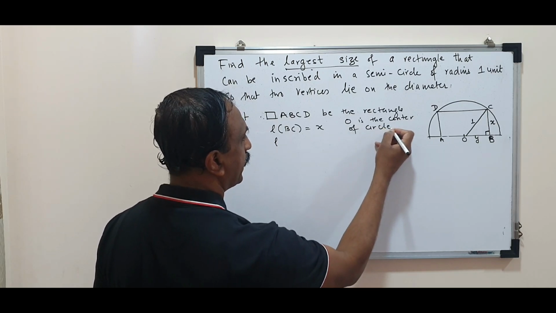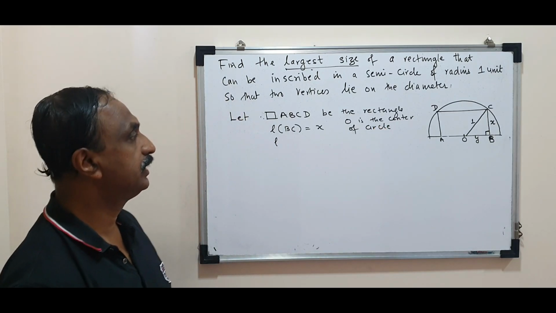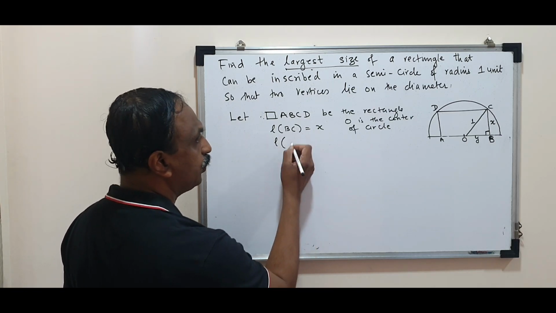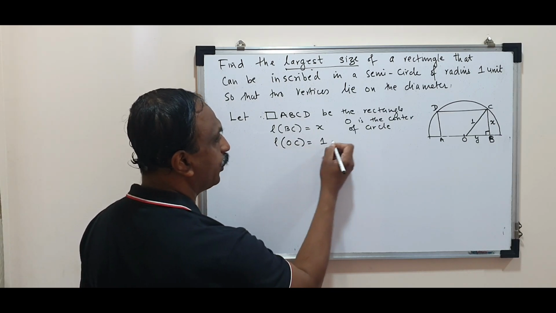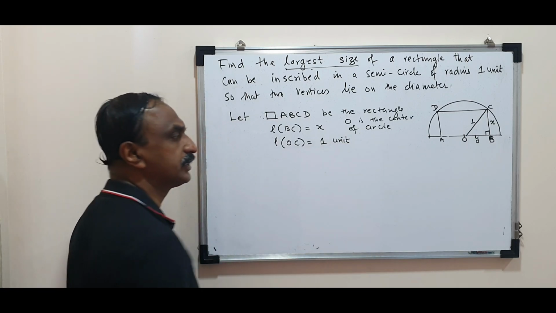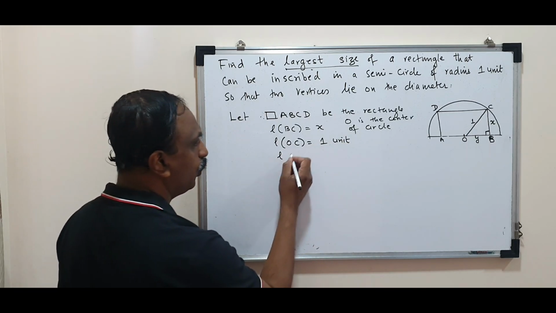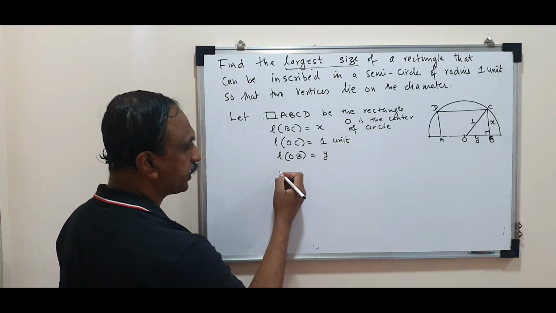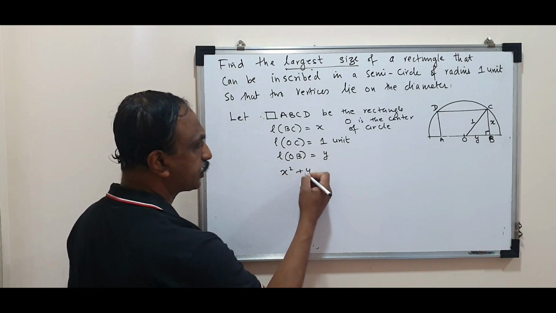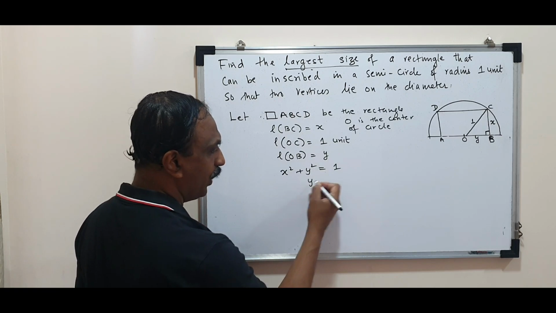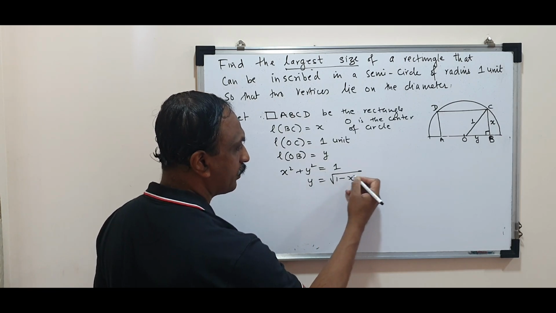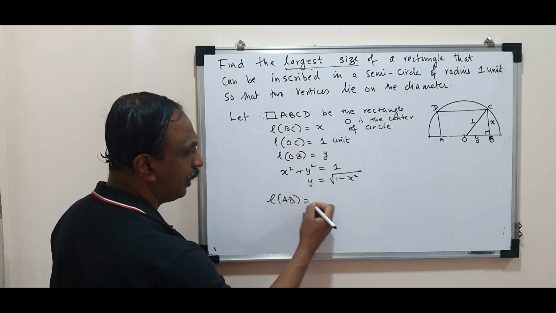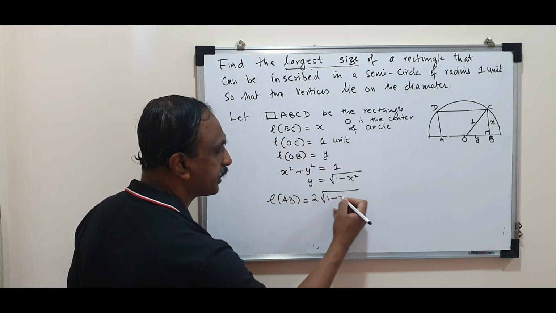So I have defined the diagram. ABCD is the rectangle, O is the center of the circle. So length OC is 1 unit because it is the radius of the circle. Length OB I am taking as y. Hence, by Pythagoras theorem, x square plus y square will be 1. So y will be root of 1 minus x square. So length AB will be twice root of 1 minus x square.